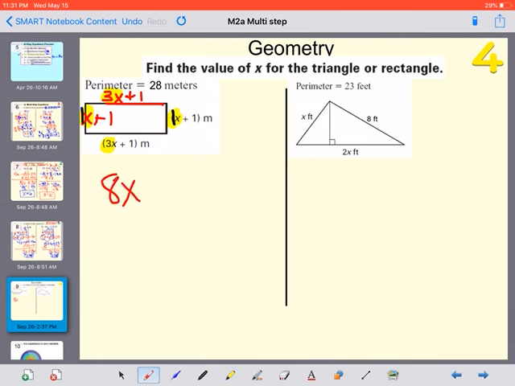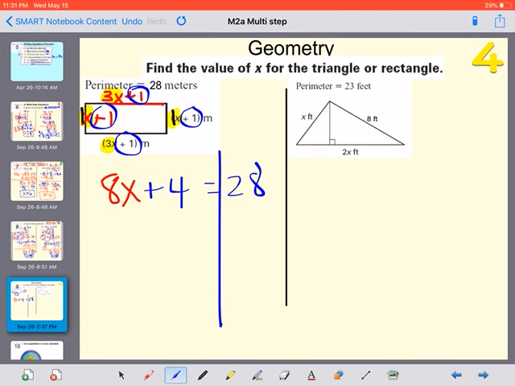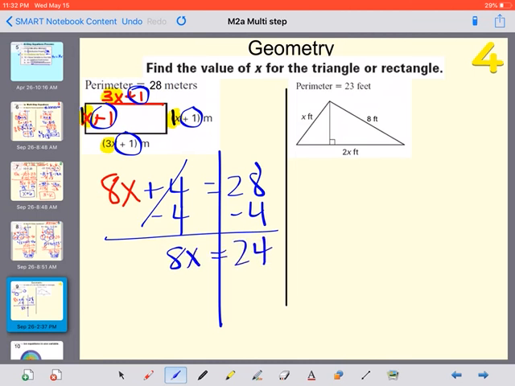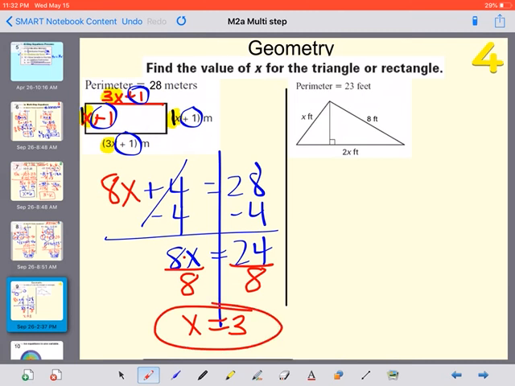This perimeter, remember, is adding up all the sides. And then just our numbers, 1 plus 1 plus 1 plus 1. That gives us 4, all equal to a total of 28. Now this is just a two-step equation. Subtract, getting rid of adding and subtracting first. That gives us 24. And then the opposite of multiplying is divide. Divide by 8. 8 times 3 is 24.